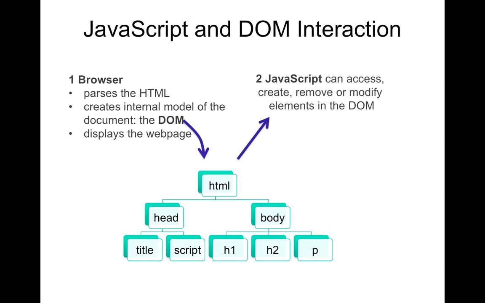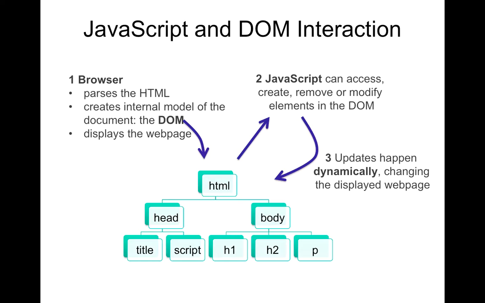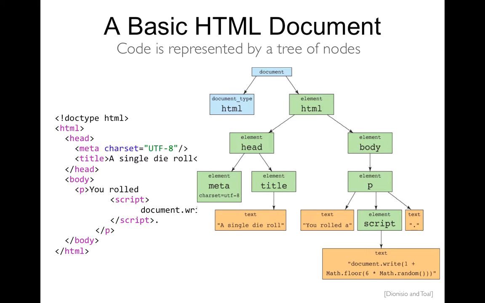Using JavaScript, we can access, create, remove, or modify any of the elements in the DOM. And when we do this, the updates happen dynamically and they change what's actually displayed. So that's part of the power of JavaScript, is that you can dynamically change what is on the page. Here's this example of a basic HTML document where each element is represented. You can see on the left-hand side the HTML, and then on the right-hand side what it looks like.